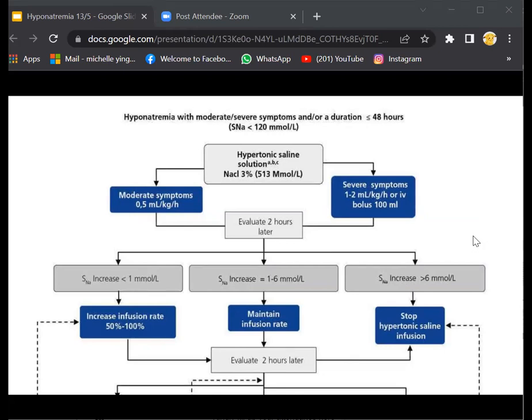If there's an increase in serum sodium of more than 6, you can stop the hypertonic saline infusion. If there's a serum sodium increase of less than 1, you can try to increase the infusion rate by 50 to 100%. If there's a serum sodium increase of between 1 to 6 millimole per liter, you can maintain the infusion rate and evaluate 2 hours later.